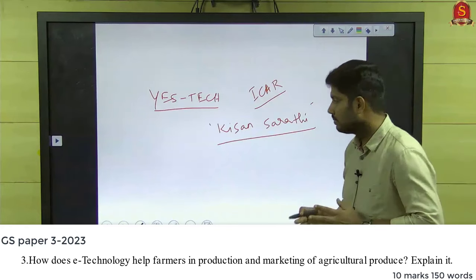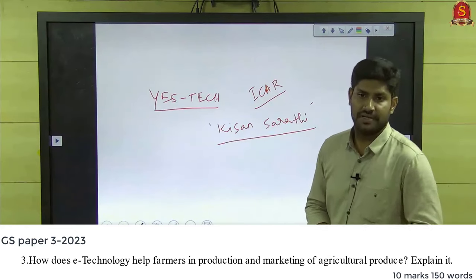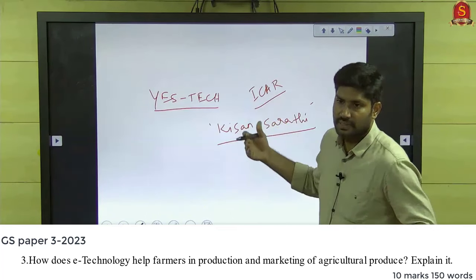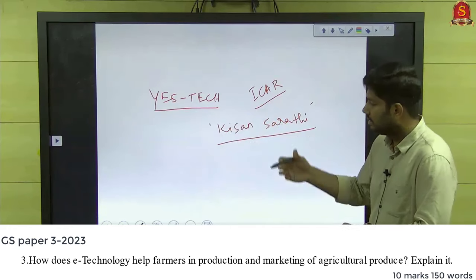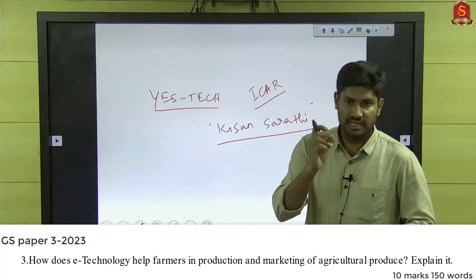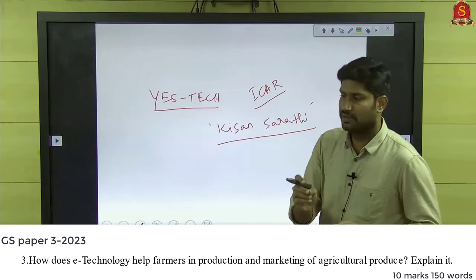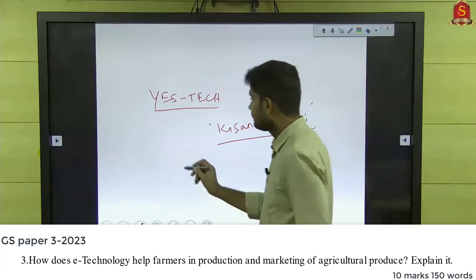In this question, the content should be more diversified. Here we discussed the crop insurance sector, income supporting measures, then soil health card, then input areas. So we have to raise this in the answer. We give at least one example for each category. Then we move to the marketing area.